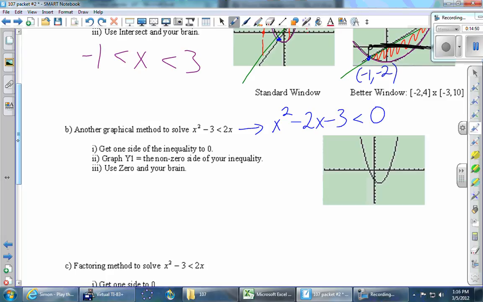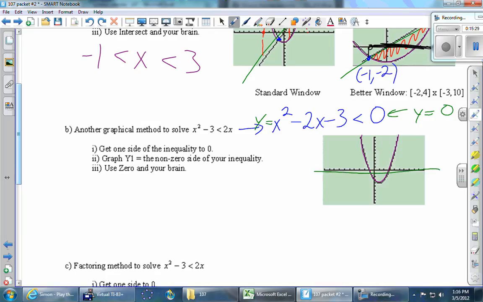But this graph right here is just the graph of x squared minus 2x minus 3, a single thing. I want it to be less than 0. What's a better name for 0 in the graph? Where do you see the 0? Michael? Not the y-intercept, but the x-intercepts. So if I were to graph y equals 0, just like I graphed y equals x squared minus 2x minus 3, I would really be graphing the x-axis.